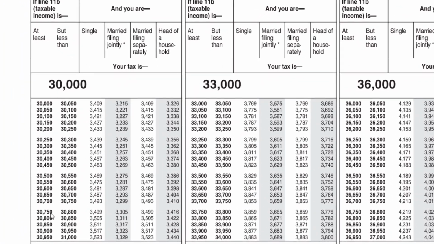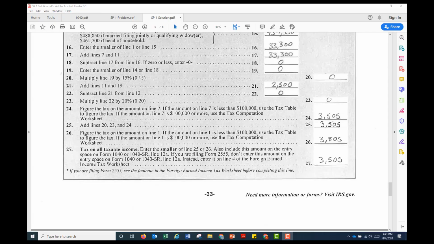So the amount is $30,800. You see two numbers here, one in this top row and the one here in the second row. Well, which one do you use? That would be the second row because it's at least. The amount is $30,800 and that's what you use. The filing status is single, so the figure is $3,505. That's the tax amount. Populate the tax amount for that income level on line 24.